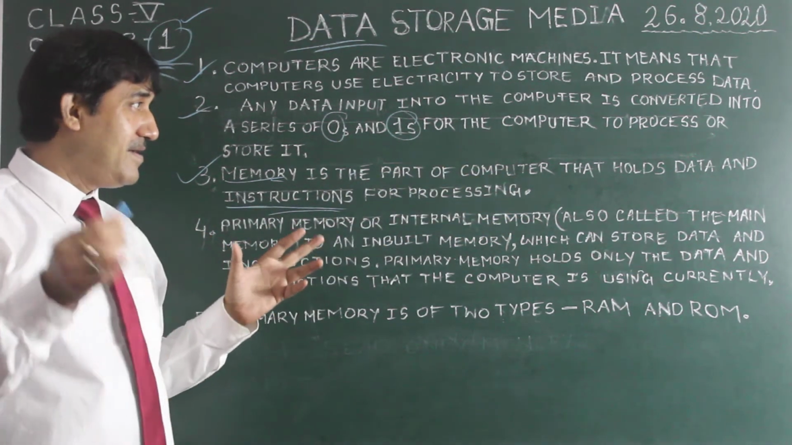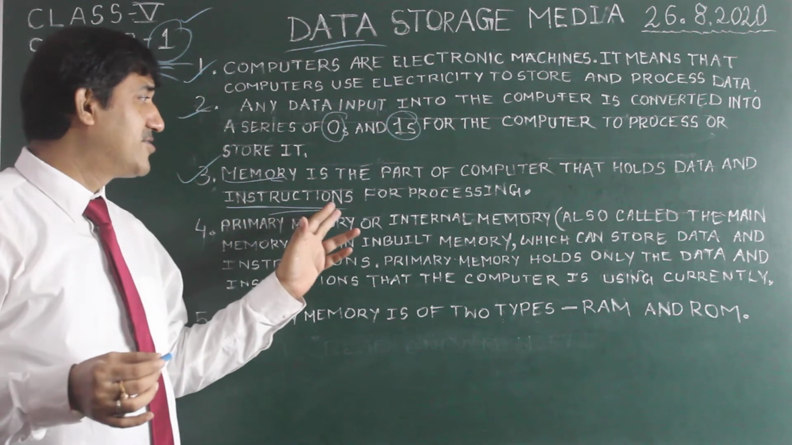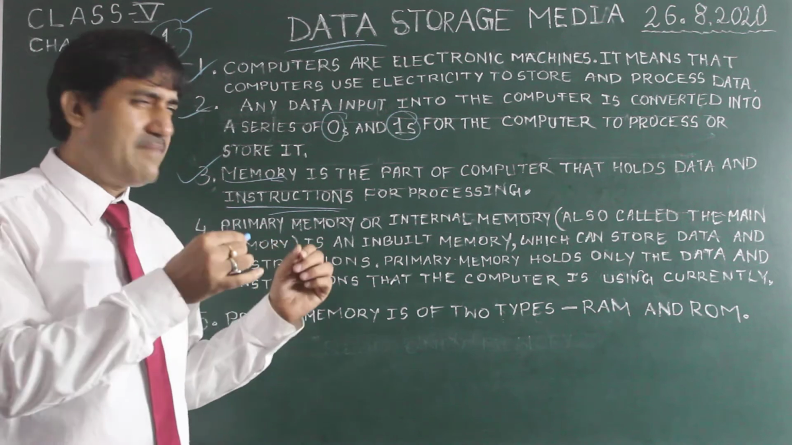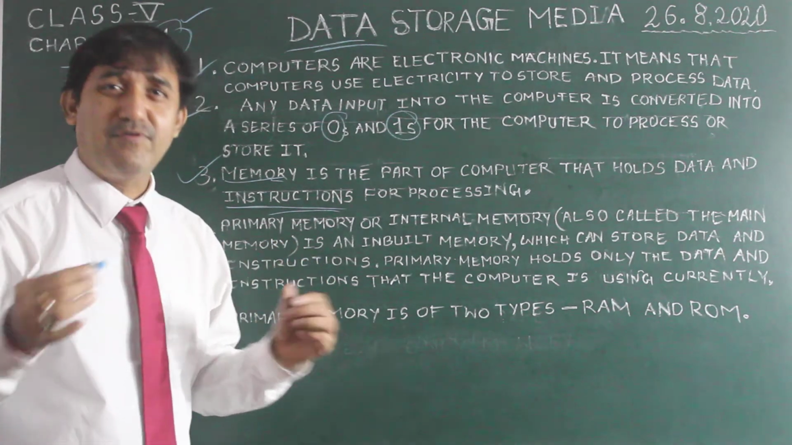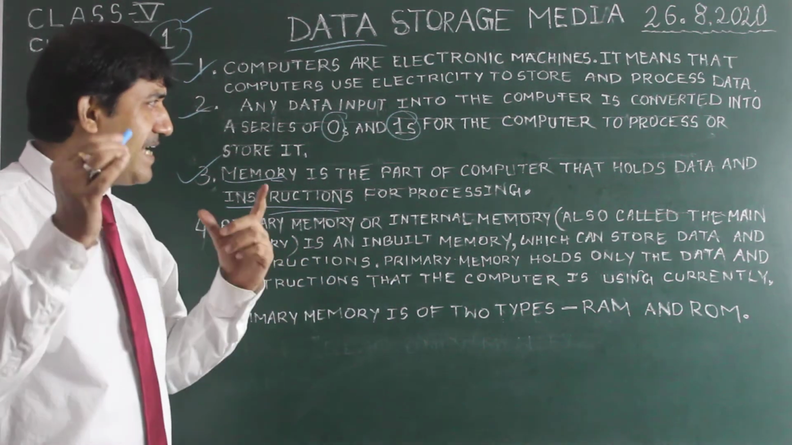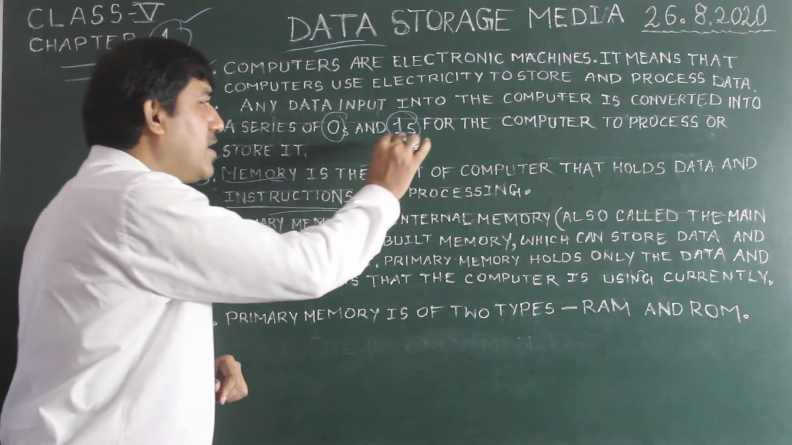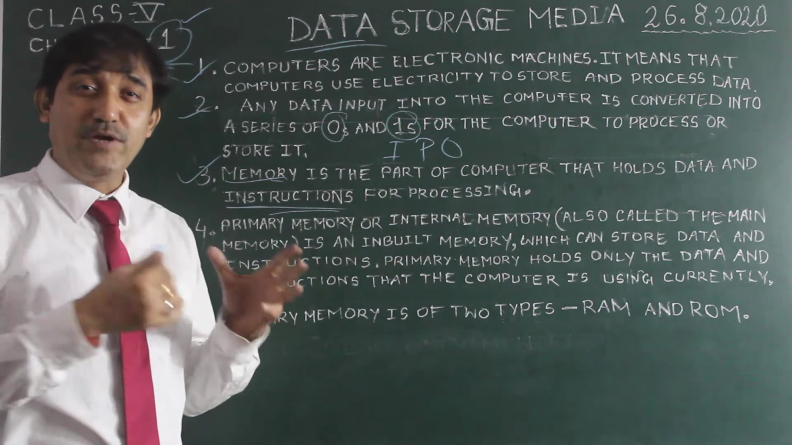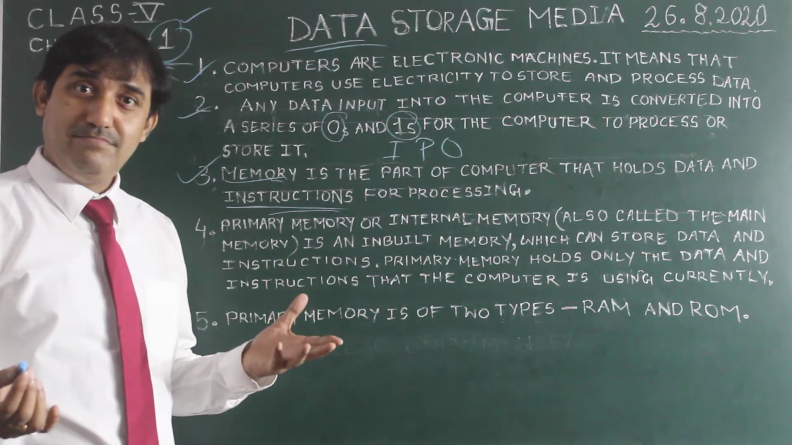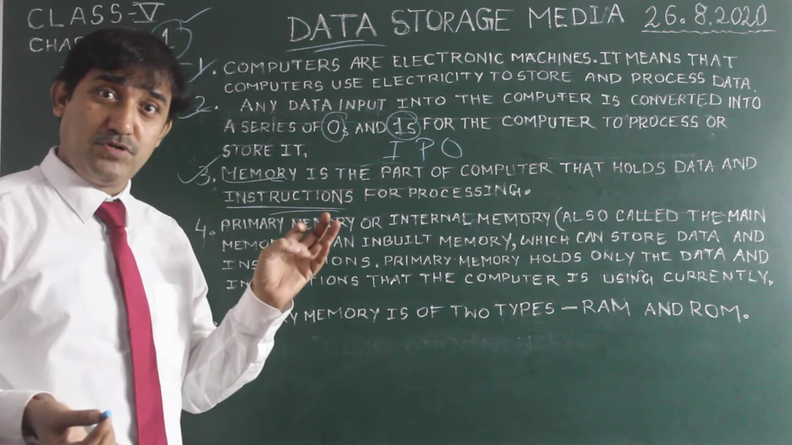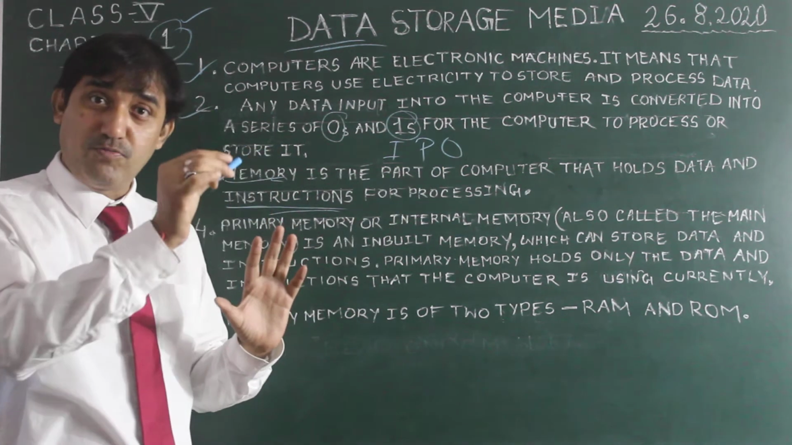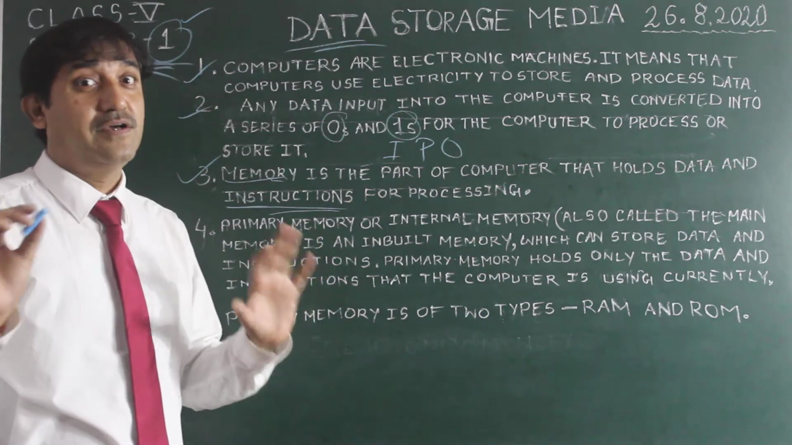Okay? And instructions for the processing. So it has to be processed. Whatever work we give to the computer must process. Otherwise the output will not come. That's why you know there is one word like IPO, input process output. If there is no input, no process will be done. If there is input, process has to be done to get the output. So input, process, output. IPO, very important letters.